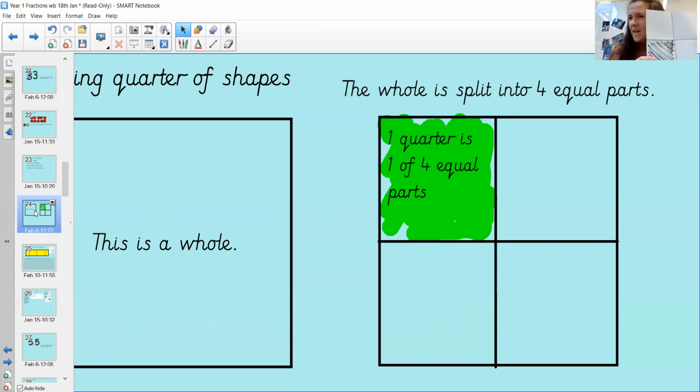Okay, so let's say that sentence again. 1 quarter is one of 4 equal parts. Okay, so that is what a quarter means. It means one of 4 equal parts.